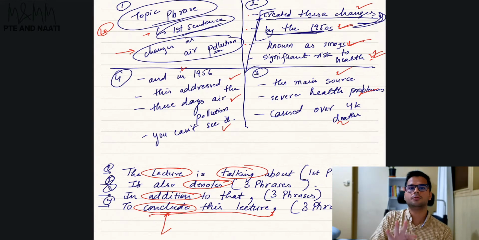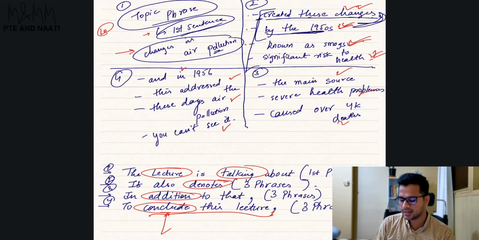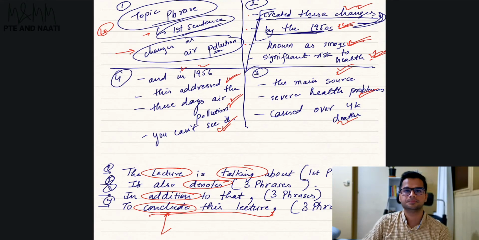I'll speak out all the 4 sentences in a sequence without any pauses in between so that you guys know and understand, okay, this is how we speak out in the exam. Starting now. The lecture is talking about changes in air pollution. It also denotes created these changes by the 1950s known as smoke's significant risks to health. In addition to that, the main source, severe health problems caused over 4,000 deaths. To conclude this lecture, and in 1956, this addressed the these days air pollution, you can't see it.